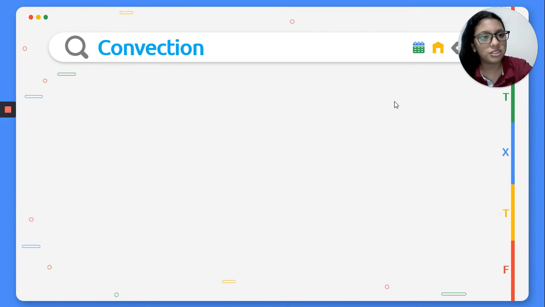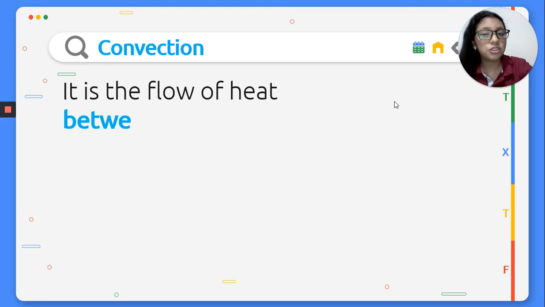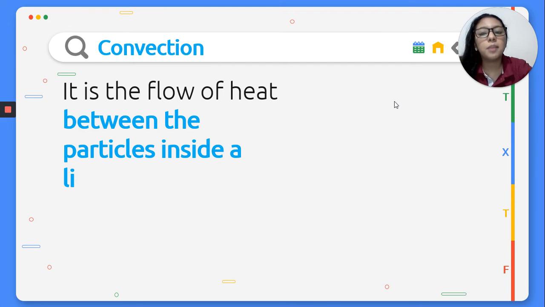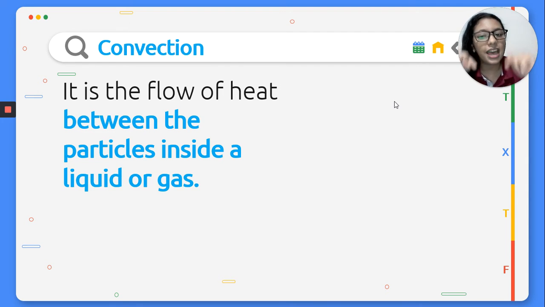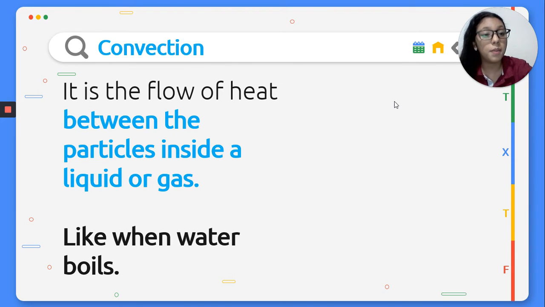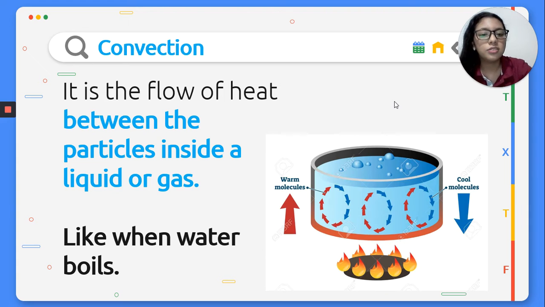And then we have the second one. Let's see about this convection thing. So we saw conduction. Convection is the flow of heat between the particles inside a liquid or a gas, like when water boils. When mom's cooking and she puts the water on and the water starts filling up with bubbles. You see, the blue arrows are the cool molecules and the red arrows are the warm molecules. They are in constant movement, and that's because of convection.